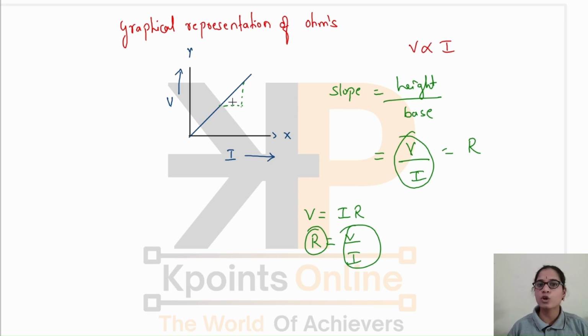Hence, Ohm's law holds good only when the temperature remains constant. Otherwise, if you change the temperature, then the resistance will also change. So, this is about the graphical representation of Ohm's law.